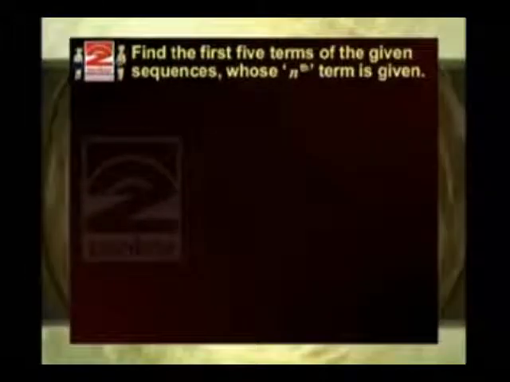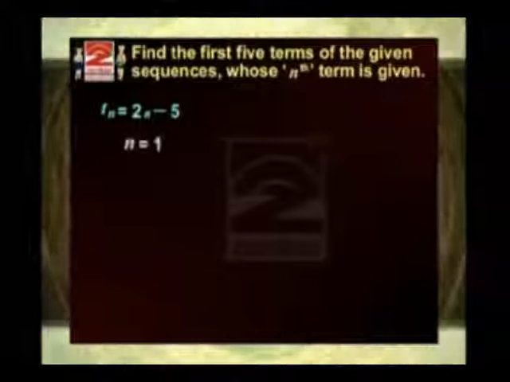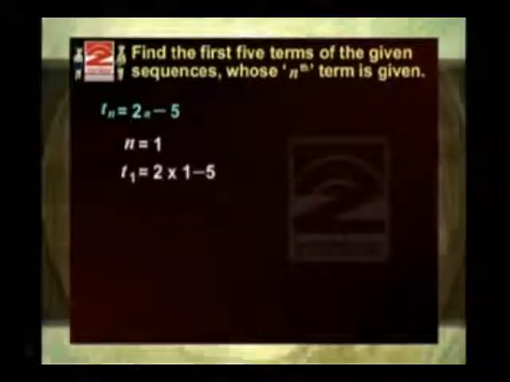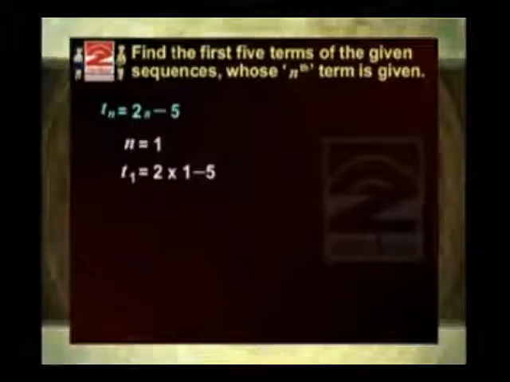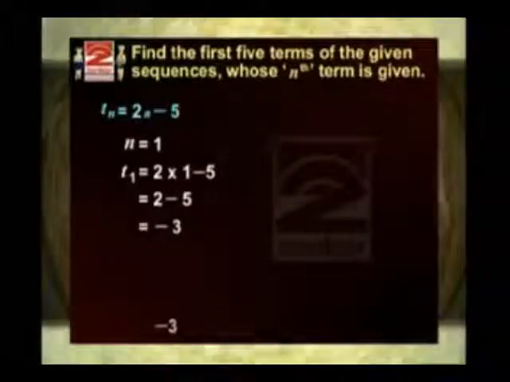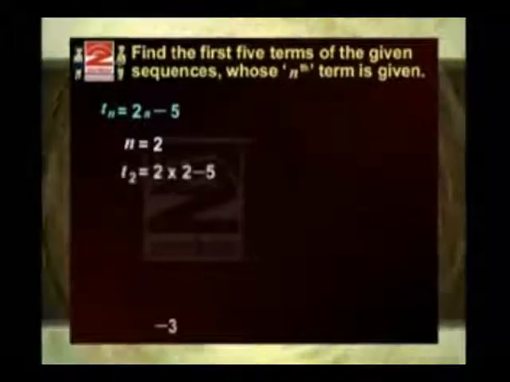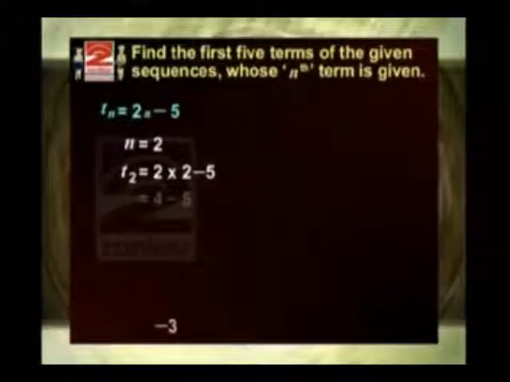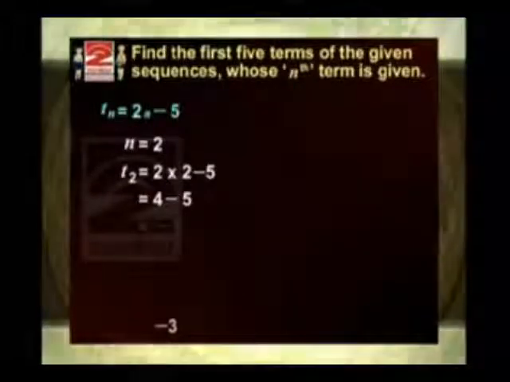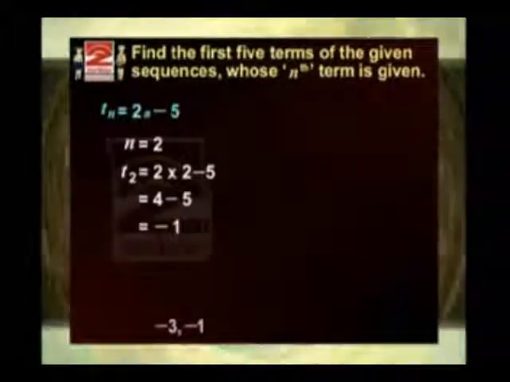Next question. Find the first 5 terms of the given sequence whose nth term is given. So Tn is equal to 2n minus 5. So when n is equal to 1, T1 is equal to 2 into 1 minus 5, that is equal to 2 minus 5, that is equal to minus 3. Then for n is equal to 2, T2 is equal to 2 into 2 minus 5, that is equal to 4 minus 5, that is equal to minus 1.